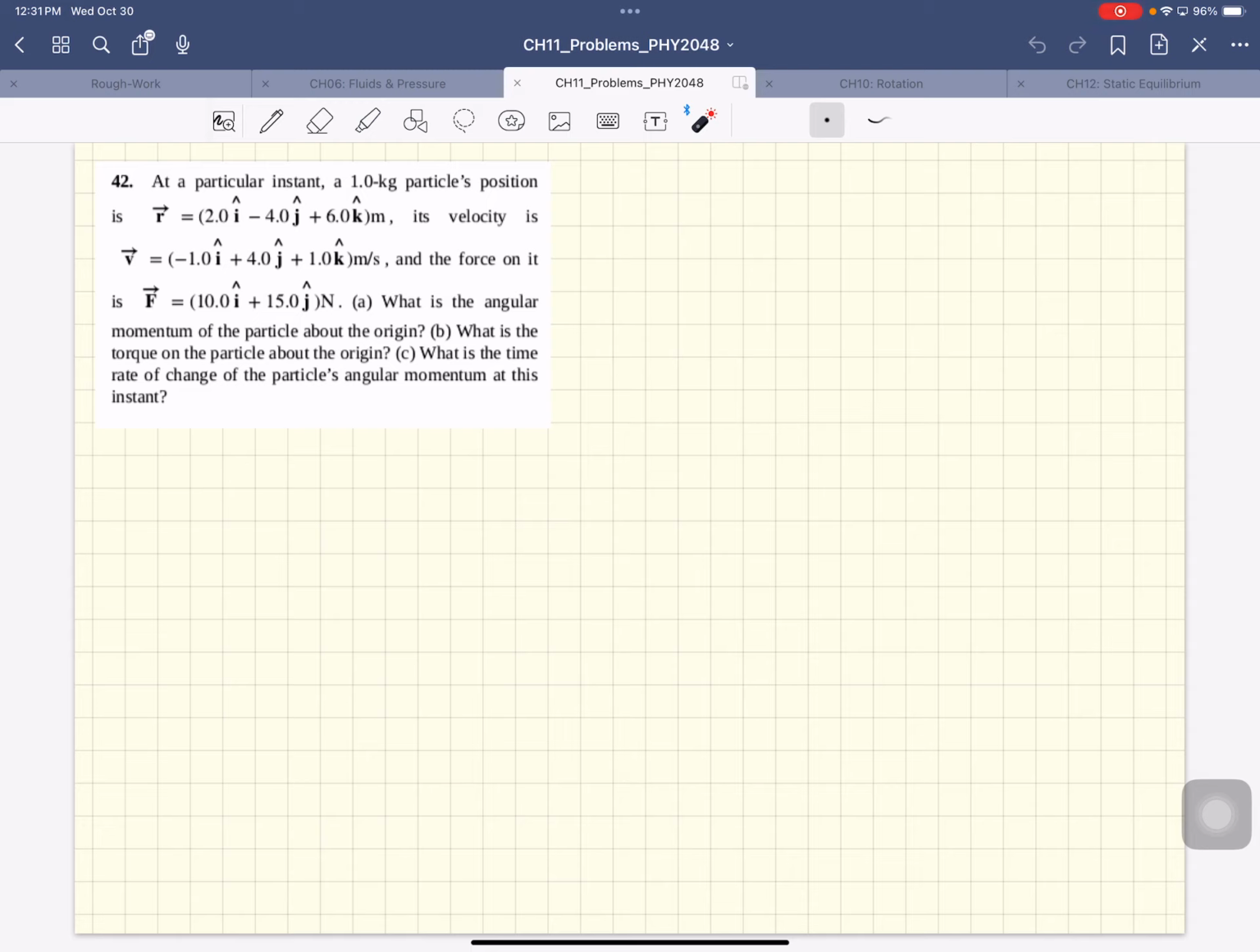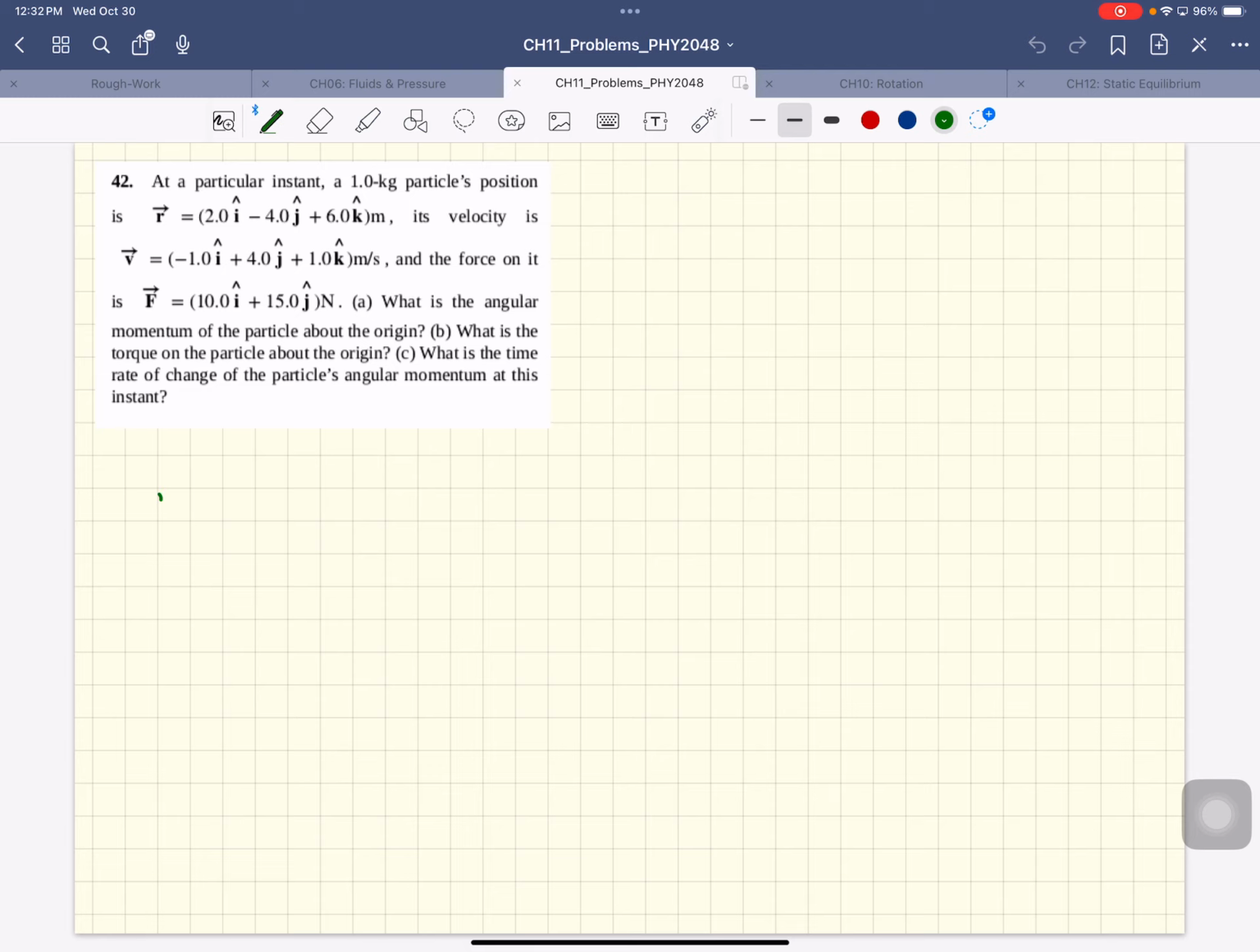Again, you can calculate angular momentum and torque about any point. So we're going to calculate it about the origin, and this is the position. What is the torque on the particle about the origin? What is the time rate of change of the particle's angular momentum at this instant? Again, this is Newton's second law for rotational motion.